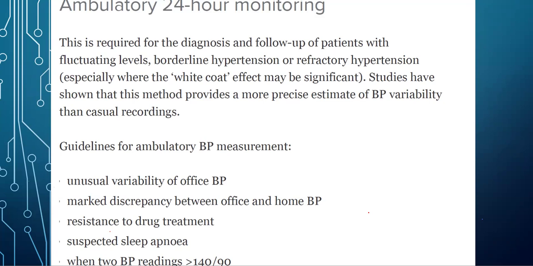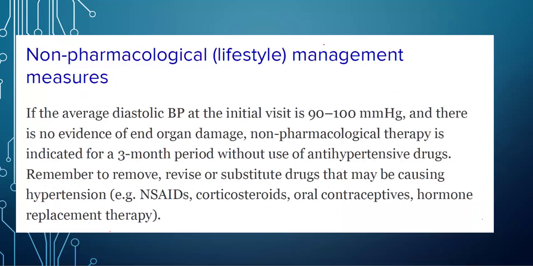So when there is a marked variability between office blood pressure and home blood pressure, or there is unusual variability between multiple GP visit blood pressures, or there is resistance to drug treatment, in this situation you can order a 24-hour ambulatory blood pressure monitoring. So what will happen? The patient will do his usual work, and a blood pressure device will be attached to the patient's arm, and throughout the 24 hours it will record the patient's blood pressure. At the end, it will give an average blood pressure for that day. In that way, you can get a very good reading of whether this patient actually has high blood pressure or not. Okay?